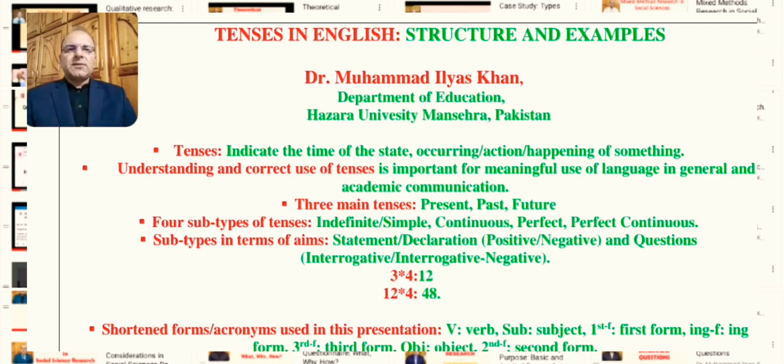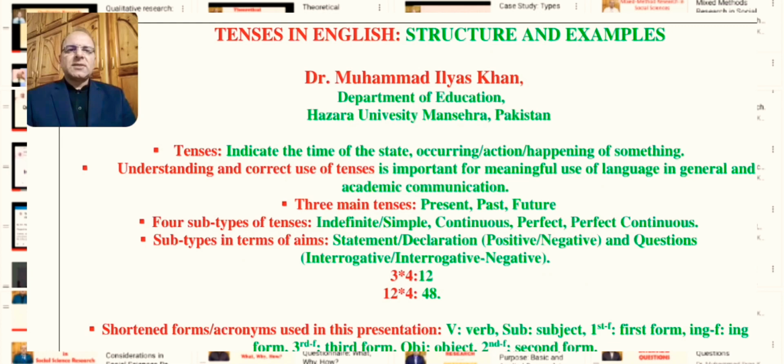So there are three main tenses in English: the present tense, the past tense, and the future tense. And these three main tenses have four subcategories each, and these include the simple, continuous, perfect, and perfect continuous tense. So we can say present indefinite or simple tense, present continuous tense, present perfect tense, and present perfect continuous tense.